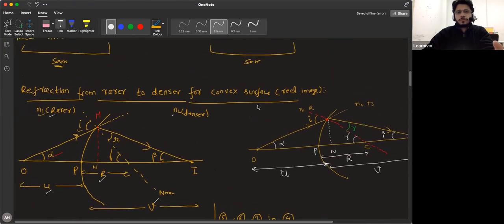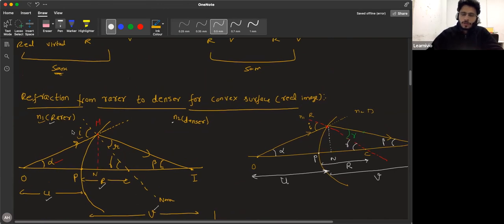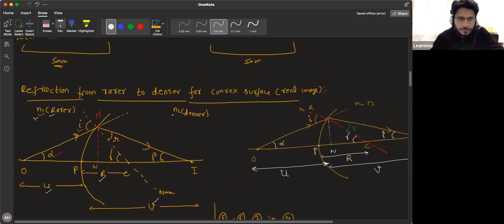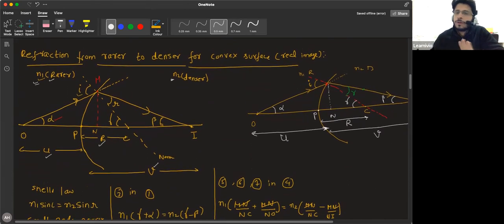Yes, done. Up to the ray diagram. Okay, let's use Snell's law now. So we'll always apply Snell's law in product form. The product form is here the refractive index is N1, angle of incidence is I. Here the refractive index is N2, angle of refraction is R. So we'll write this as N1 sin I equals N2 sin R.